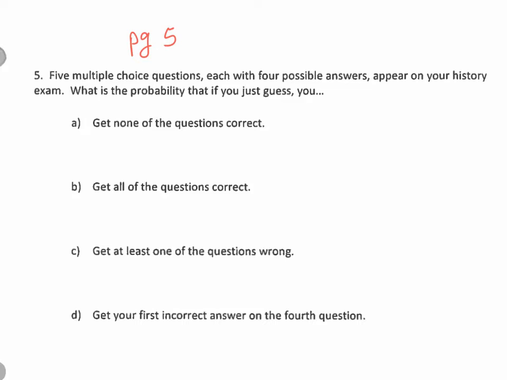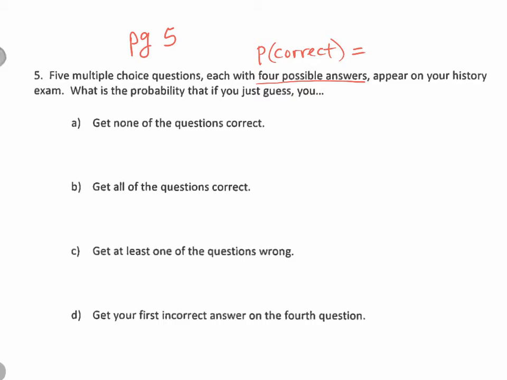So here we go. On page 5, the first problem is number 5. It says there are 5 multiple choice questions and there are 4 possible answers. So I want you to think about it. If there are 4 possible answer choices, if you randomly guess, what's the probability that you will get a correct answer? 25%. Okay, good. 25%.